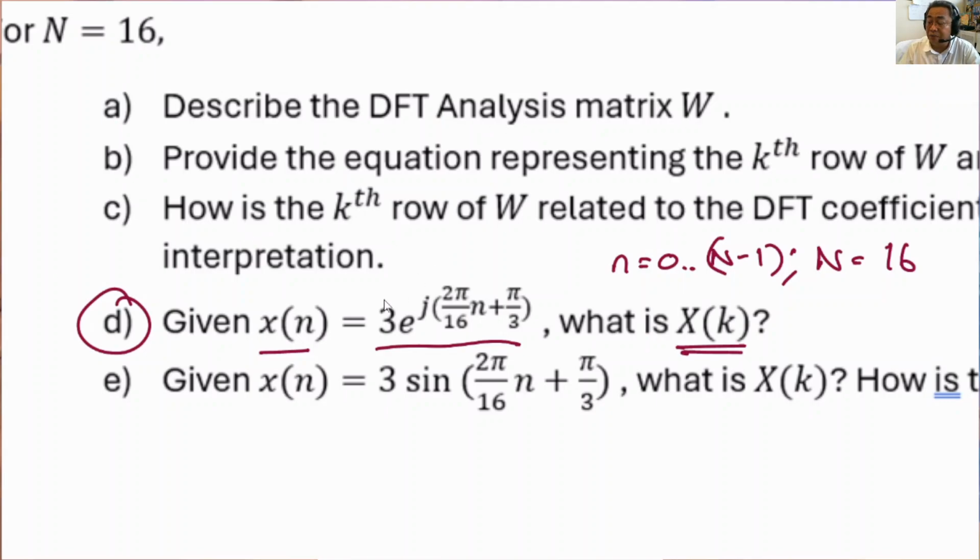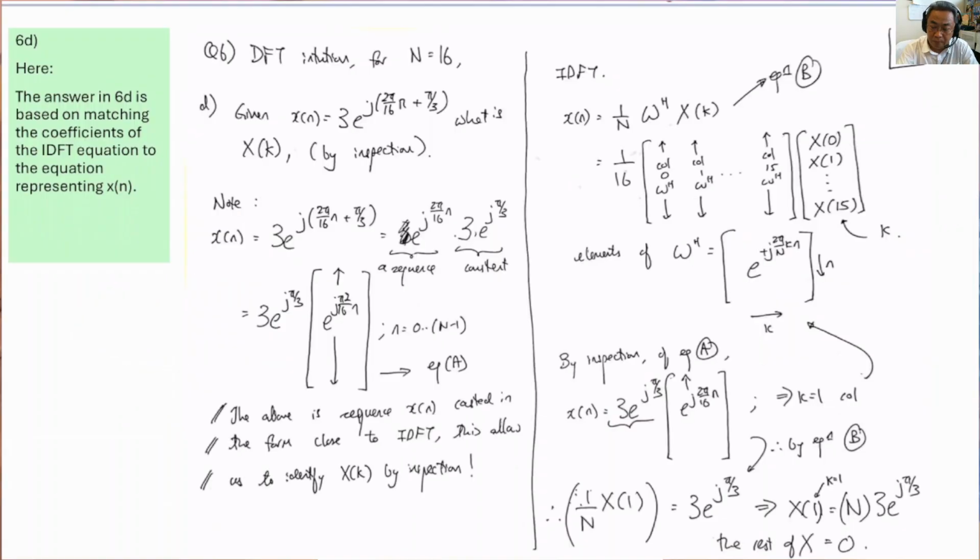And of course, if we do it by brute force, we'll construct xn and then use the DFT analysis equation to find Xk. But in this answer, we're going to do it more simply by inspection.